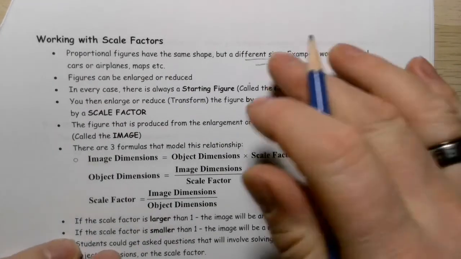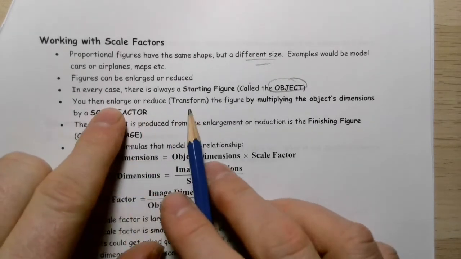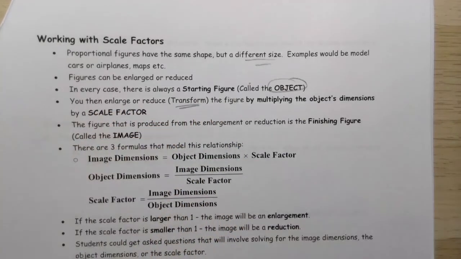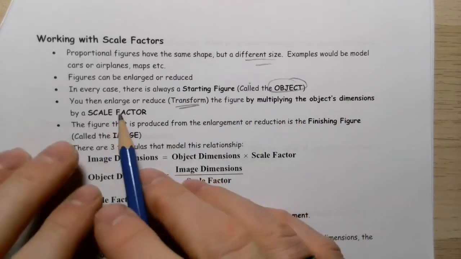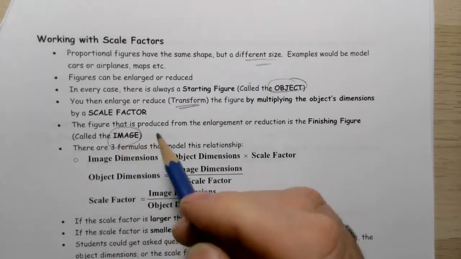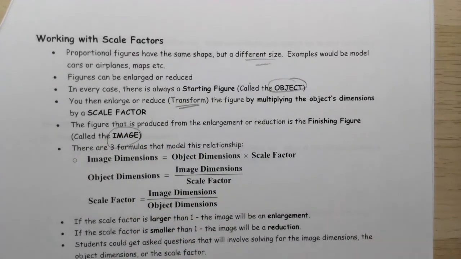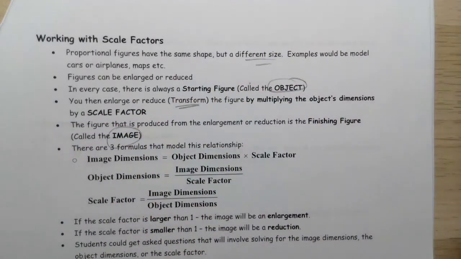But you've always got the starting figure, and we're going to call that the object. That's where we start, the information that we're starting with, and then we're going to do something to it. We can enlarge or reduce, which in math we call a transformation. It's a transform of it, by multiplying the object's dimensions by a scale factor. The figure that's produced is the finishing figure. Oftentimes we call it the image. So you've got some starting point, your object, you either make it larger or make it smaller, and then that becomes the image of the original object.